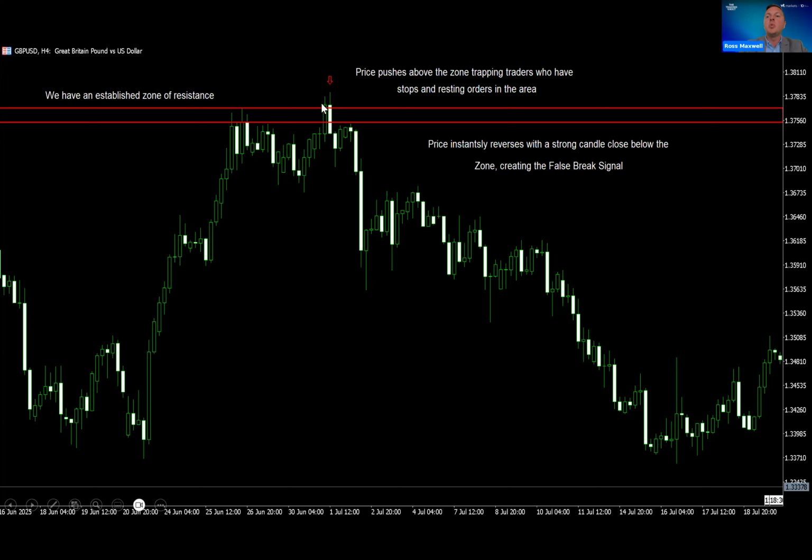So again, there are some people who would trade a breakout, where they get a close above the zone and then enter on the break of that. So again, it traps those traders, gets more people in on the breakout there, and makes sure it gets the stops of anyone who is short above this resistance zone. And then price instantly reverses, a strong candle back below the zone. Notice again, it closes below the zone. You want to see this really strong candle that creates that false break signal.